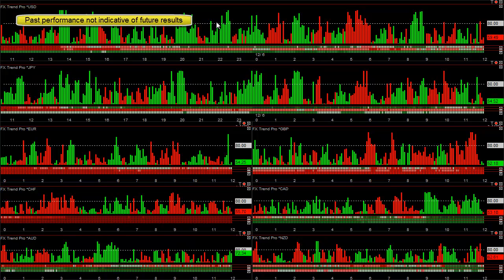This is made up of 5 different statistical trend tools we developed, averaged together. 3 of them measure the percentage of currencies going up or down. 1 of them measures the bar-by-bar intensity statistically, comparing how far each, let's say, dollar pair is moving compared to all the rest of them.